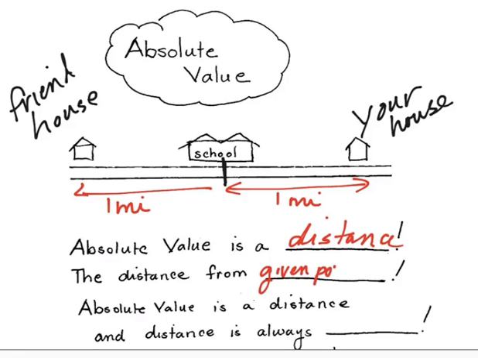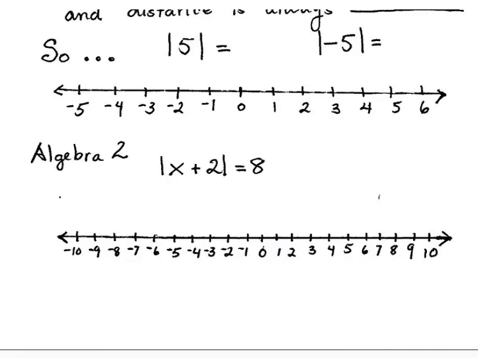Now, when you were in middle school, that point was 0. All you did was talk about the distance from 0, but now we're in Algebra 2, and we're not going to do just from 0. We're going to take the distance from a lot of places. So absolute value is a distance. And a distance is always positive. It has to be positive. You can't go negative 2 steps. You can't go negative 2 miles.